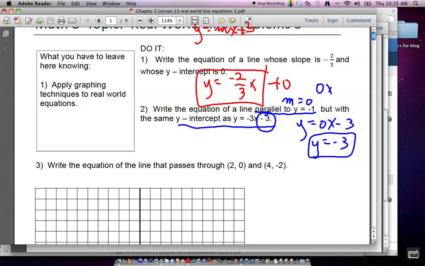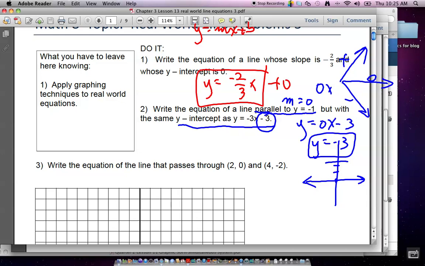Now, remember what we said about a 0 slope? Positive. What's this one? Negative. And what's this one? What numbers between the positives and the negatives? 0. So this, what y equals -3 means is it's a perfectly horizontal line going through -3 on the y-axis. Okay?